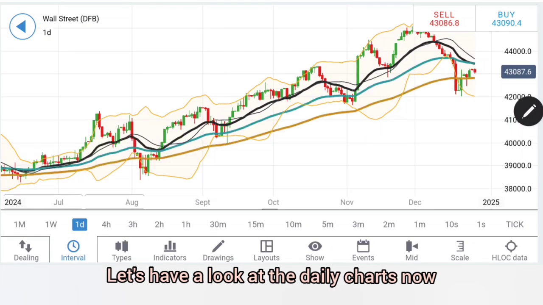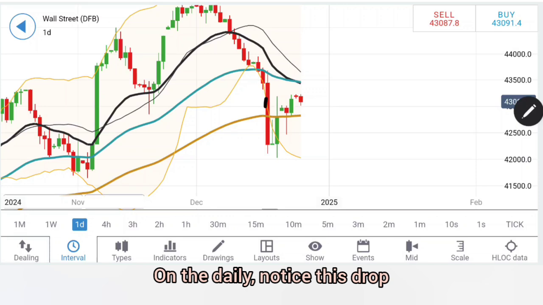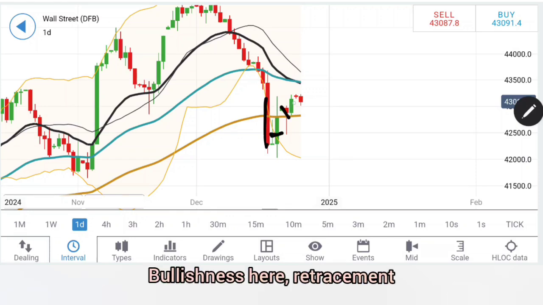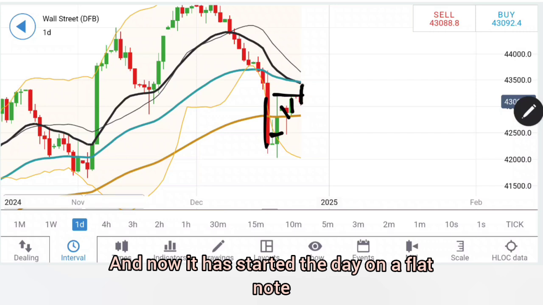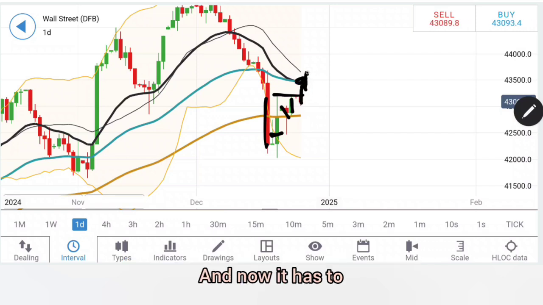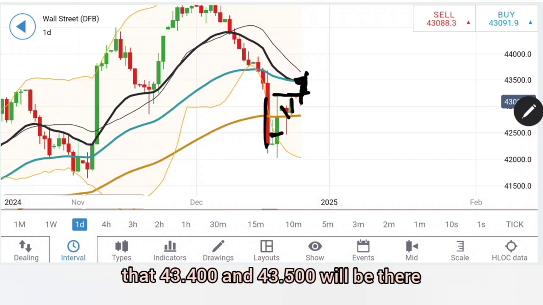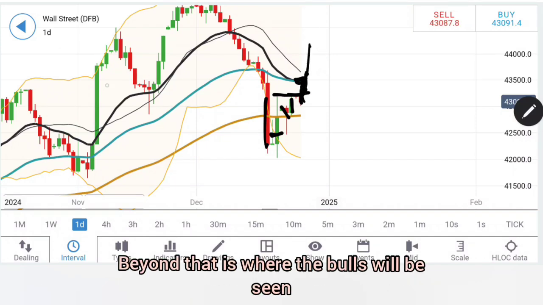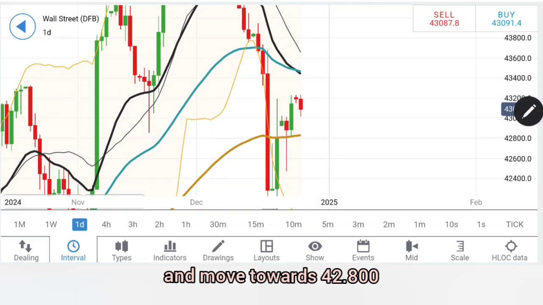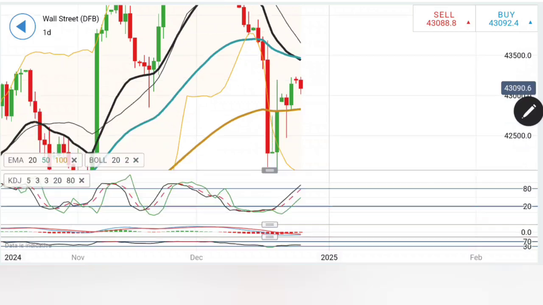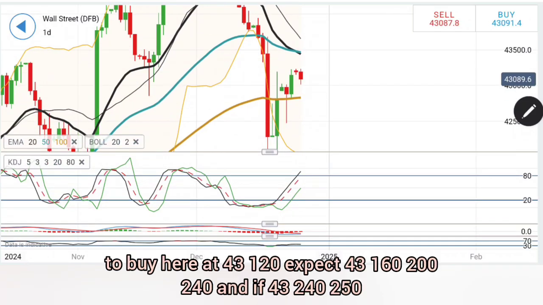Let's have a look at the daily charts now. On the daily, notice this drop, bullishness there, retracement, one stronger or you can say moderately bullish move, and now it has started the day on a flat note, and now it has to reverse or retrace. So once it stays beyond 43,250, chances will be high that 43,400 and 43,500 will be there. Beyond that is where the bulls will be seen, else it can erase all the gains from the preceding candle and move towards 42,800.